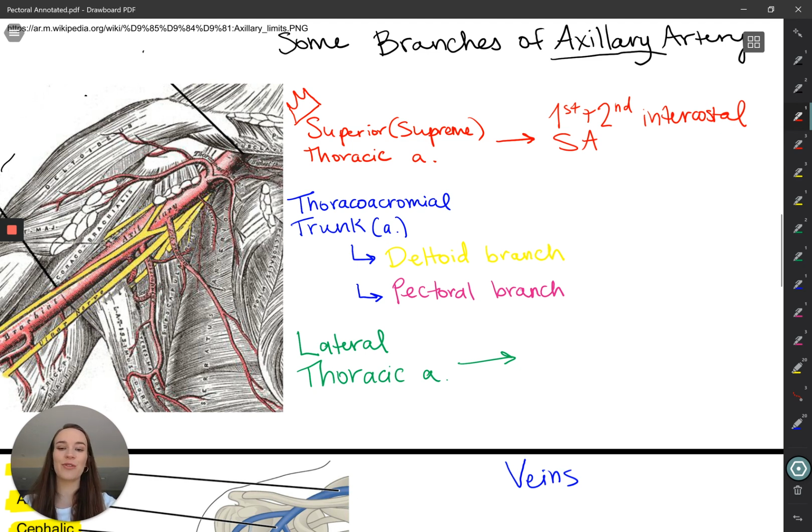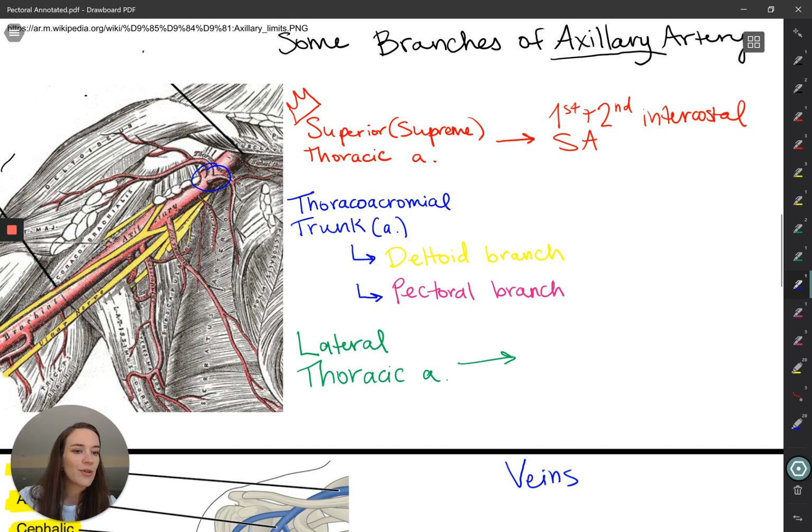Okay, so next we're going to talk about the thoracoacromial trunk. That's going to be this trunk right here. And the thoracoacromial trunk will have at least 4 branches. We'll just name 4 of them. I call these ones the DPAC branches, for deltoid, pectoral, acromial, and clavicular. Today, we're only going to talk about 2 of them because they're the most important for this region.